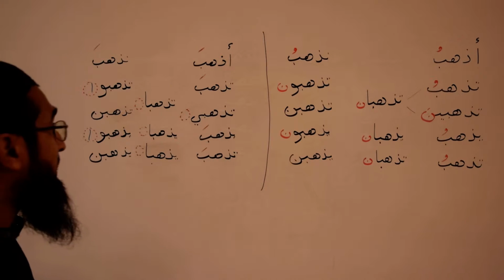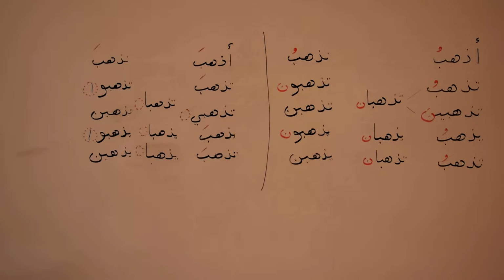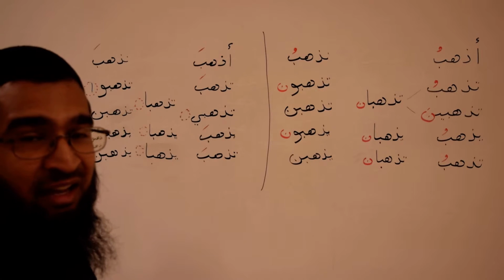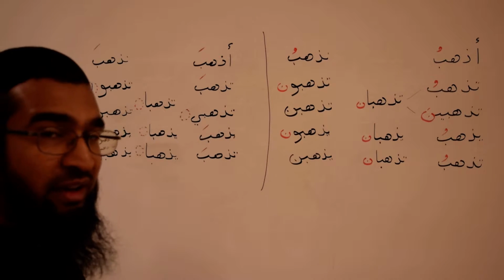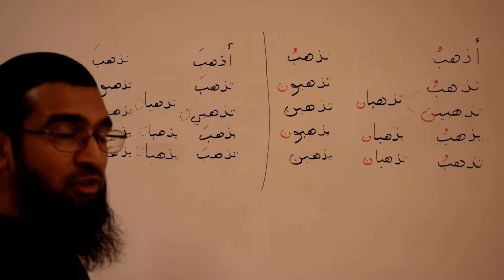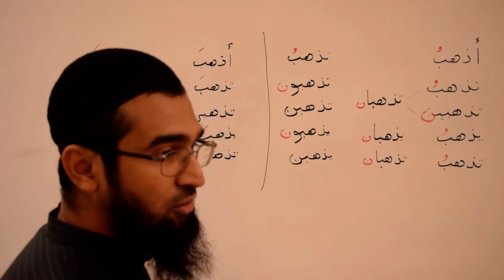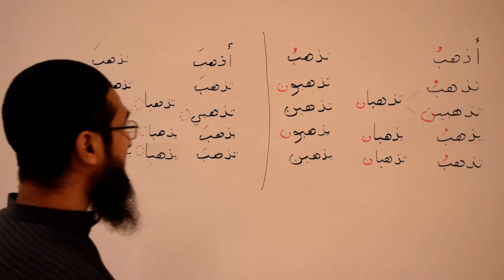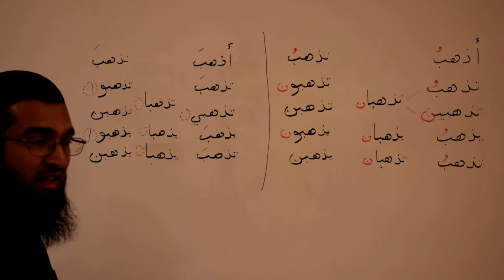The first one is basically what happens to the verb when you put the an in front of it. So like uridu an adhaba, we saw these verbs in the past. Uridu an adhaba in the last lesson. Uridu an ashraba. But there are some other forms of the verbs that we need to understand as well.